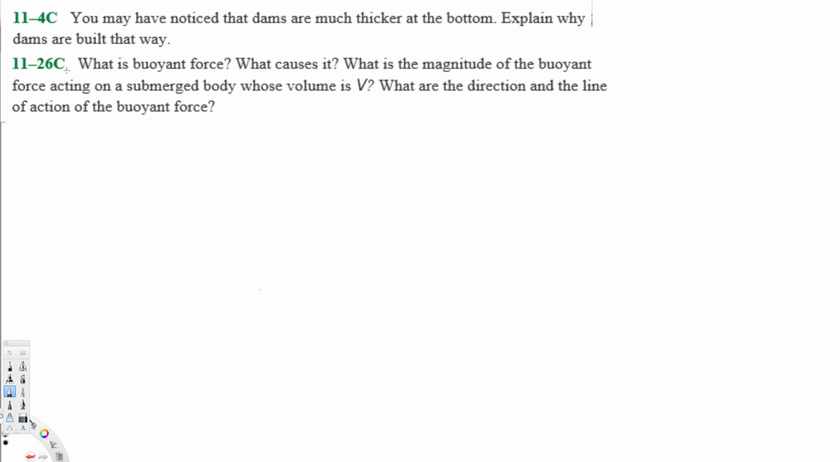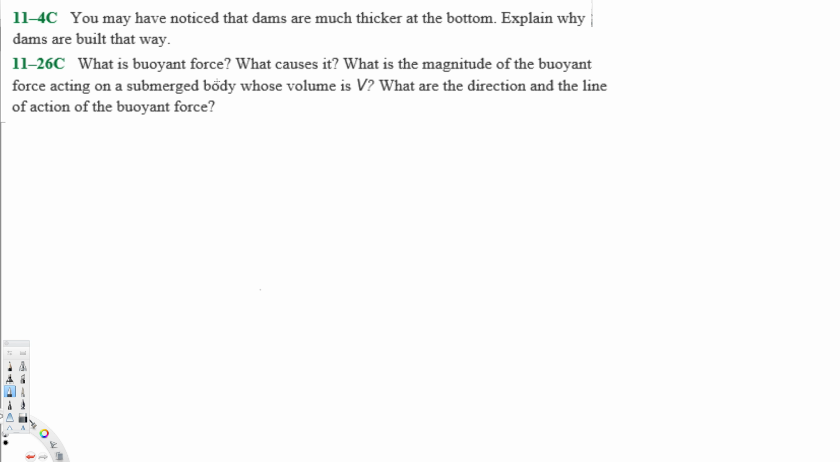Let's see what is this. The second question is asking what is buoyant force, what causes it, what is the magnitude of buoyant force on a submerged body whose volume is V, and what are the direction and the line of action of the buoyant force.